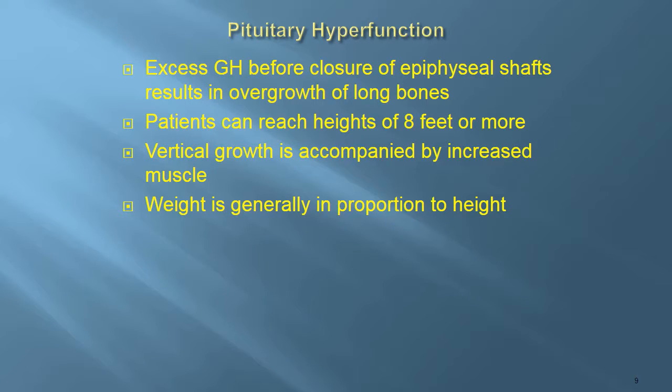With pituitary hyperfunction, excess growth hormone before closure of the epiphyseal shafts results in overgrowth of the long bones. Patients can reach heights of 8 feet or more. Vertical growth is accompanied by increased muscle. The weight is generally in proportion to height.